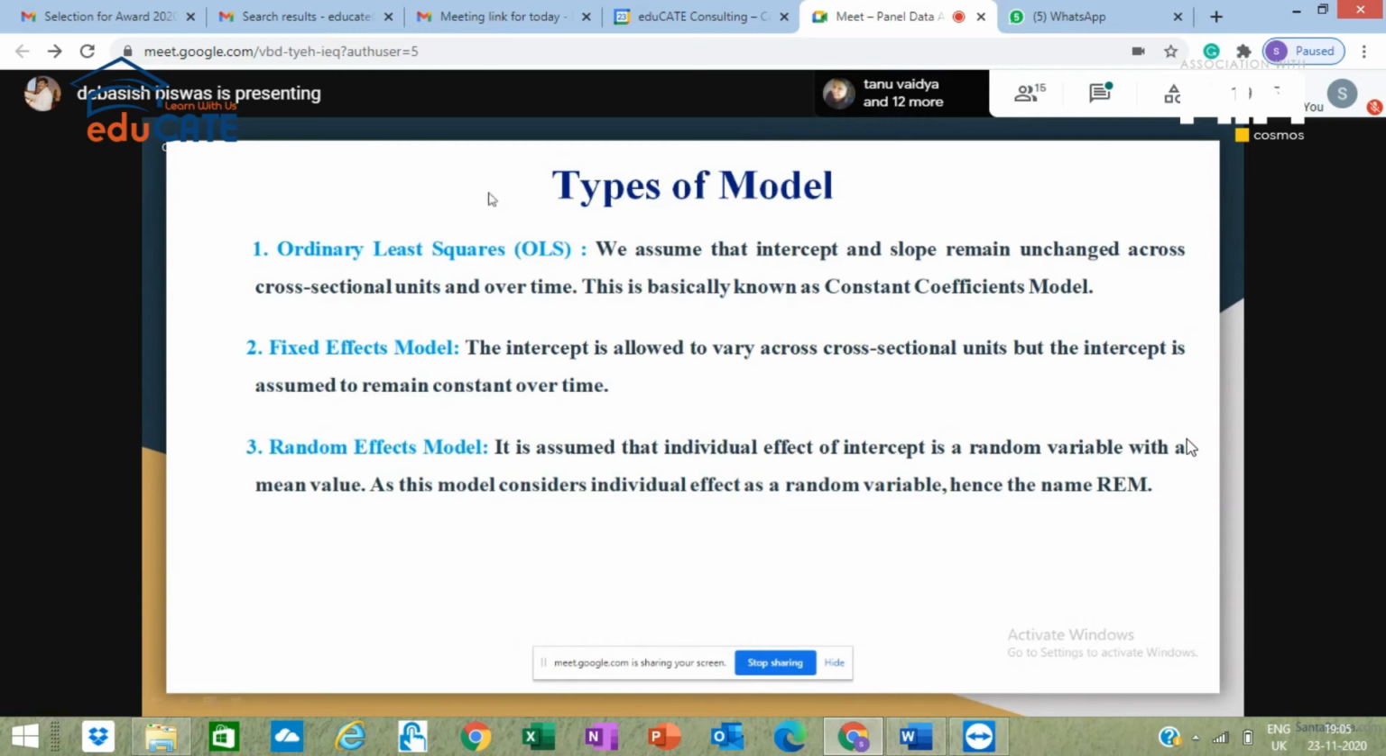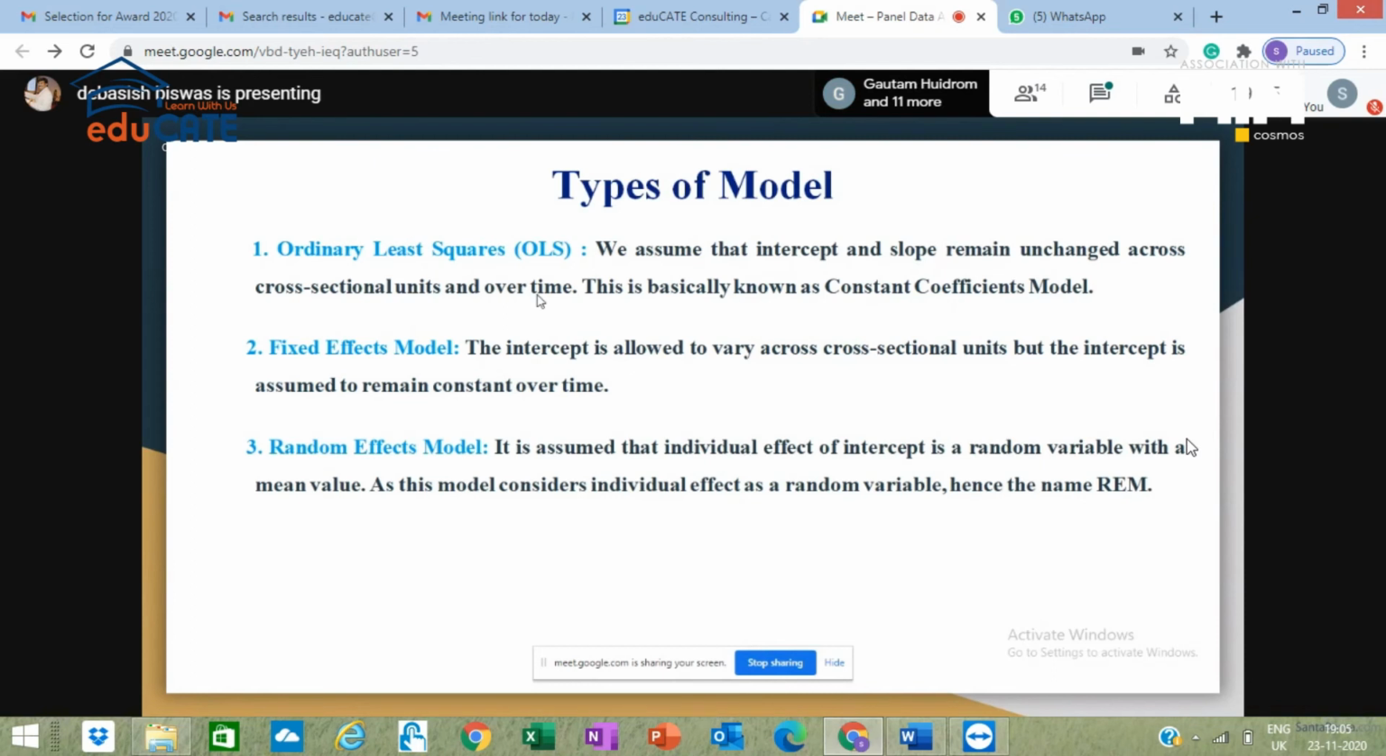So intercept and slope remain unchanged due to the change of cross-sectional unit. Another assumption is the intercept and the slope of our regression equation will also be unchanged. It will not change due to change of time. So we are not considering cross-sectional unit, and we are also not considering the time units.